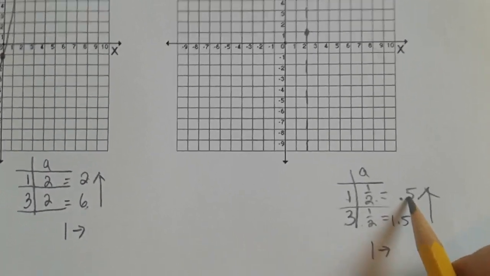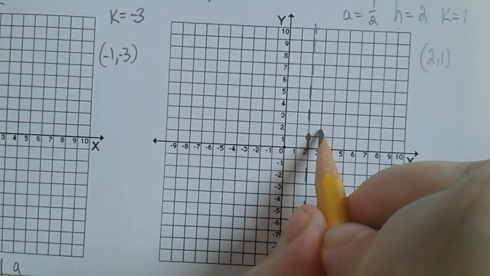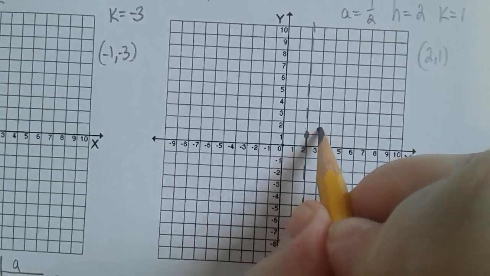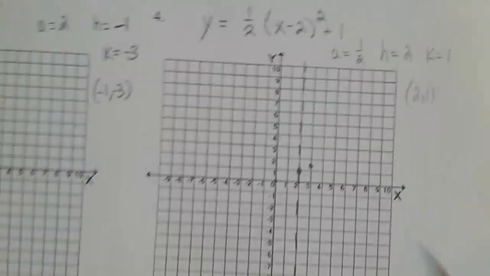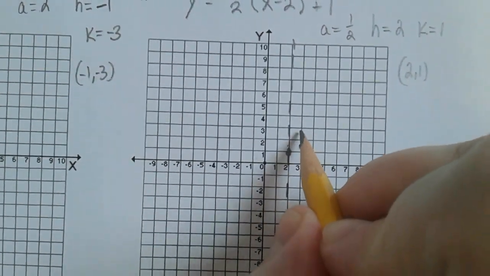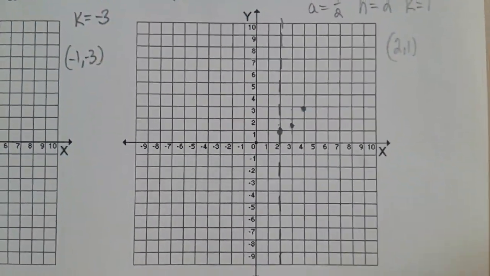So it says go up 1/2. So on this graph, just be careful. I'm going to go up 1/2 unit, and I'm going to go over 1. Okay, I only went up 1/2. Now I want to go up 1.5. So there's 1/2. That's 1.5 over 1. Okay, so those are my 2 points.